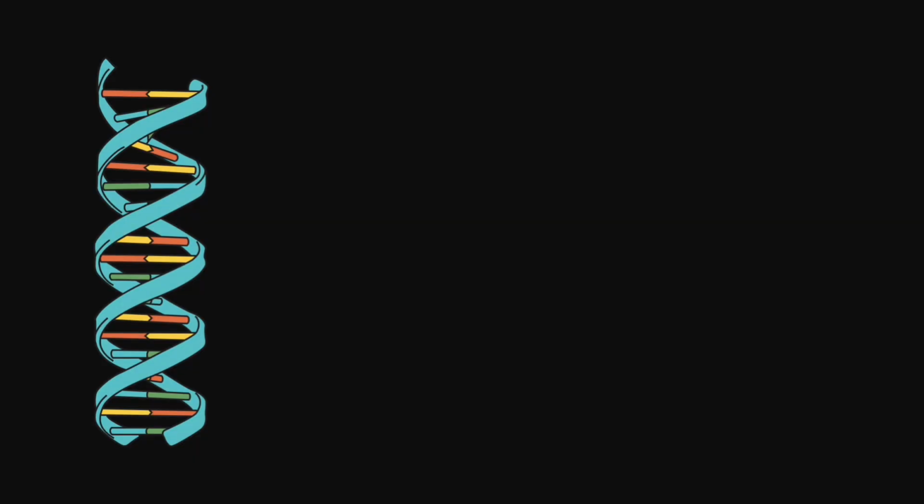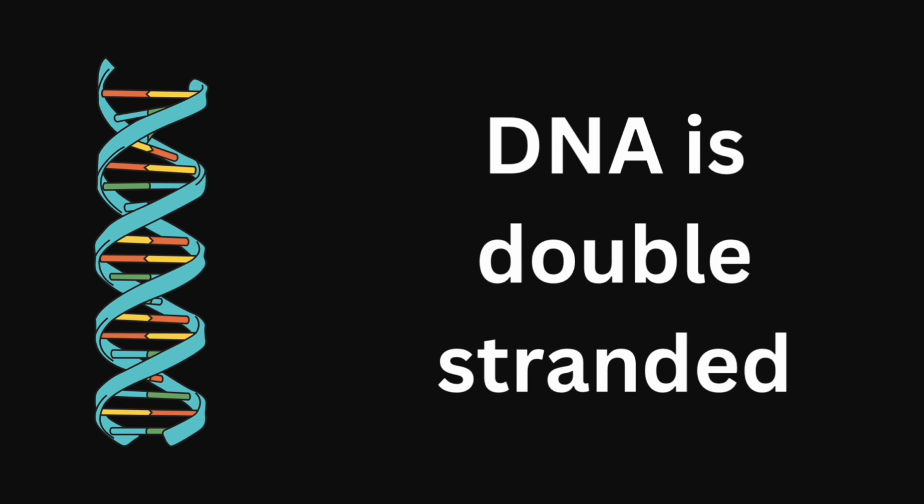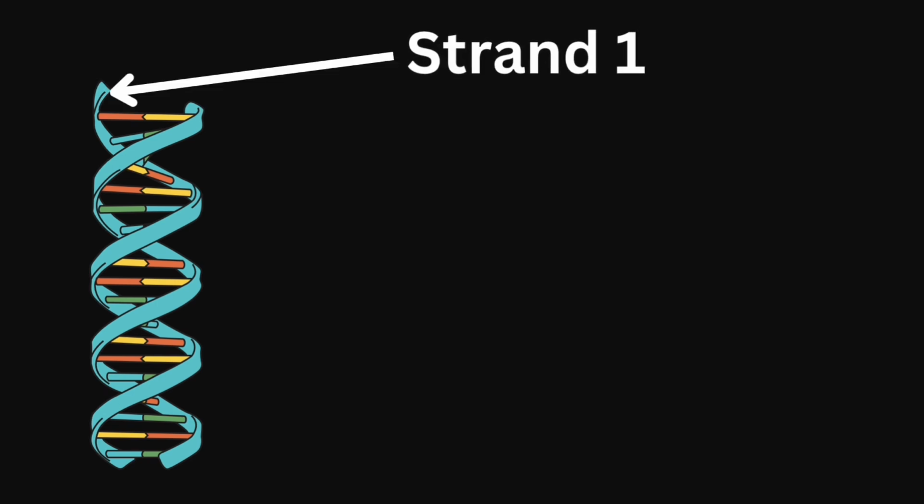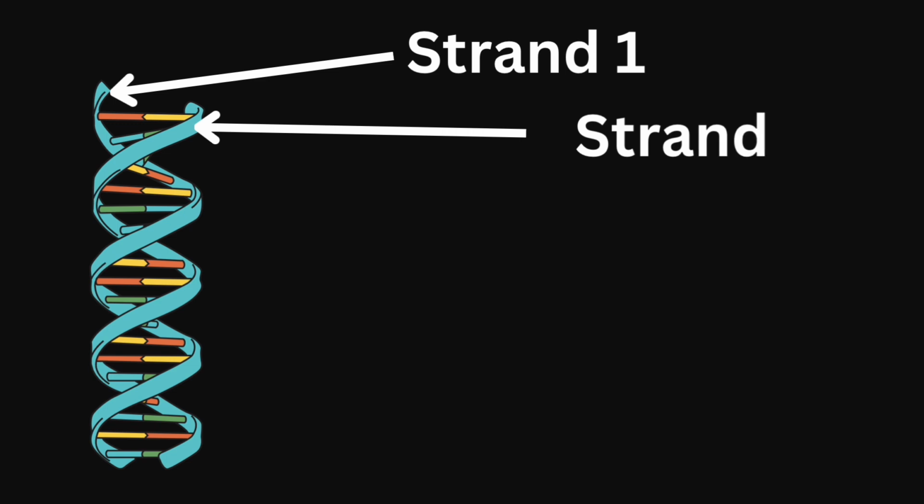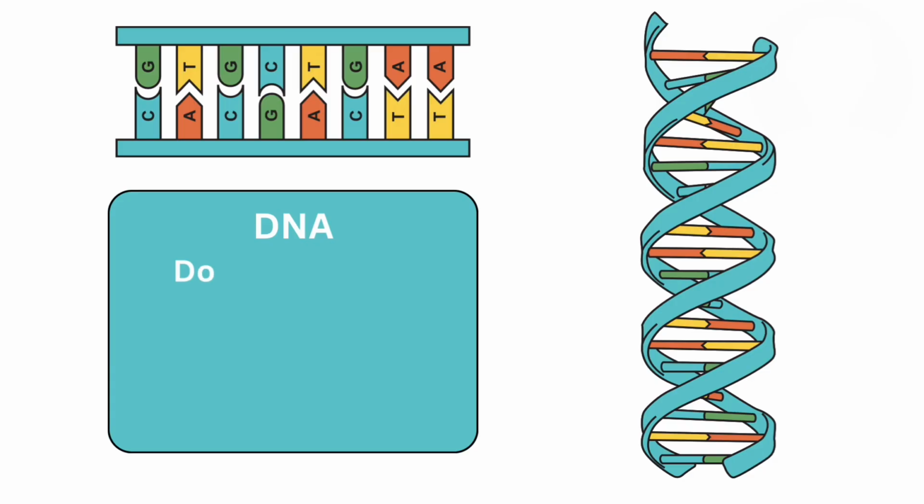Let's start by looking at a diagram of DNA. DNA is described as a double helix because it's a double-stranded molecule. Here is strand 1 and here is strand 2. So the first key phrase to use when describing DNA is double-stranded.